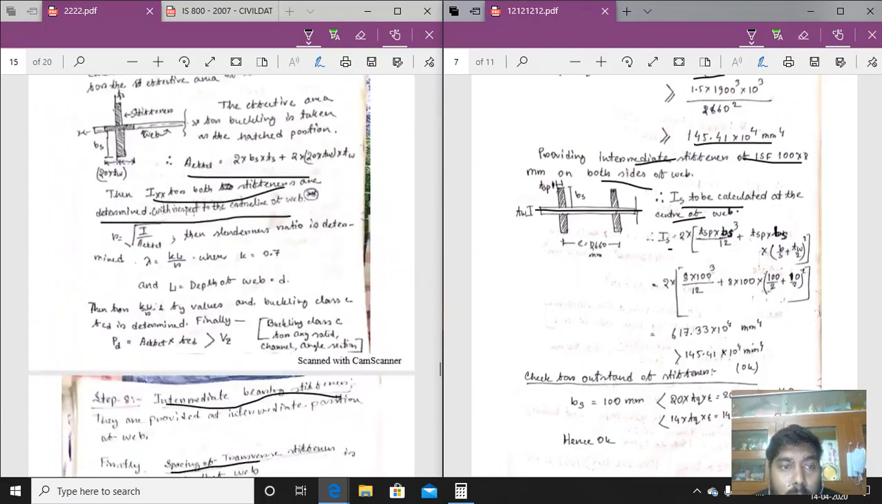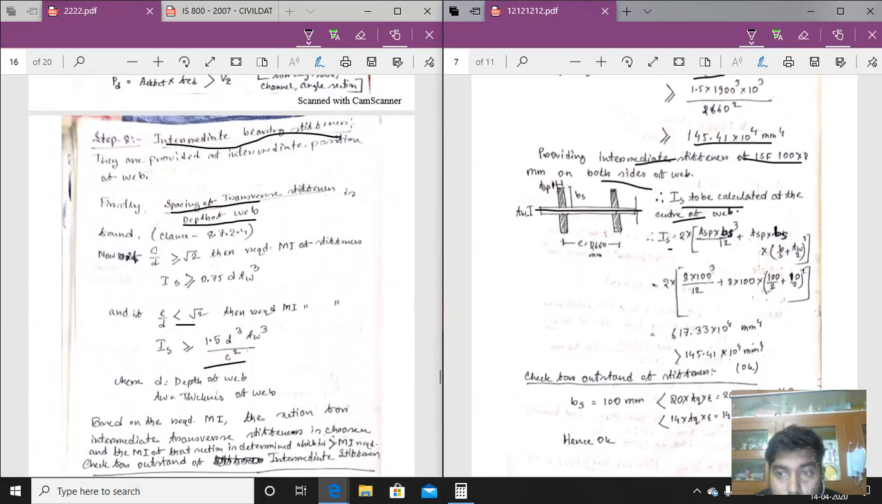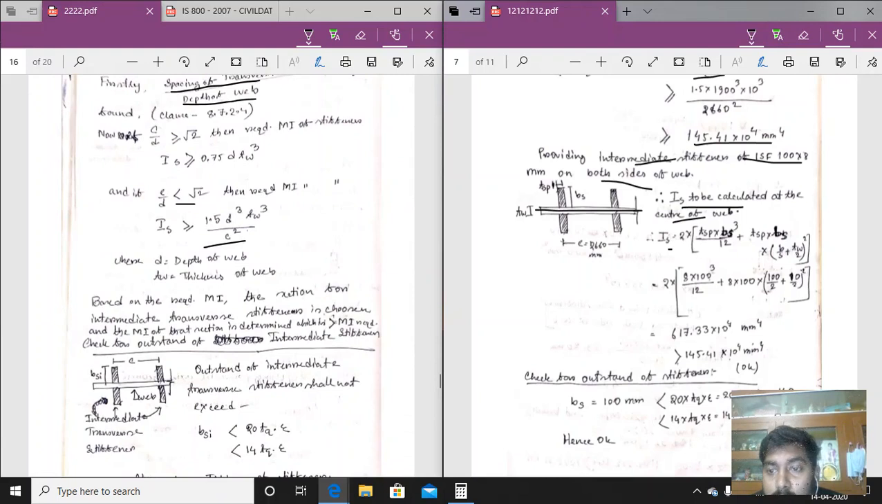So here this formula will again be applied. Putting this formula, TSP into BSS cube by 2A plus the area into that distance from here to here, that is BS by 2 plus BSTW by 2, that distance we have to take. Putting all the values here, we are getting 617.33 into 10 to the power 4 millimeter square, which is much higher than the 145.41.